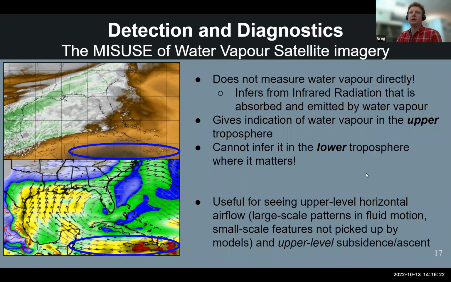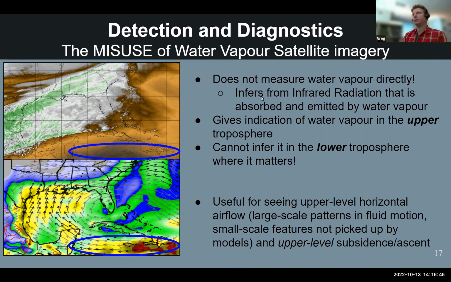So how do we detect and diagnose atmospheric rivers? First, I'll do a mini rant on the misuse of water vapor satellite imagery. Sometimes people try to use water vapor imagery to actually look at the water vapor content of the atmosphere, but that's really not what it is or what it's for.